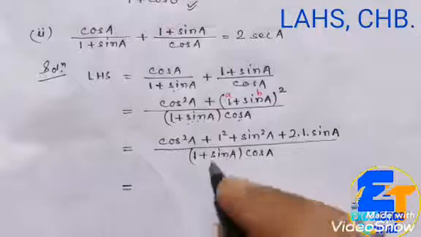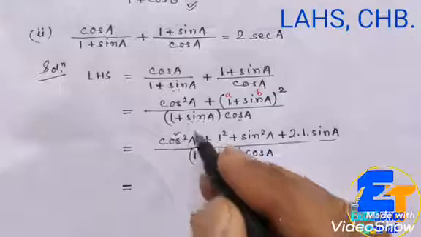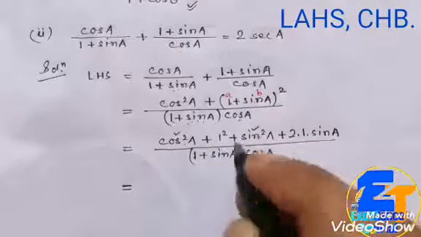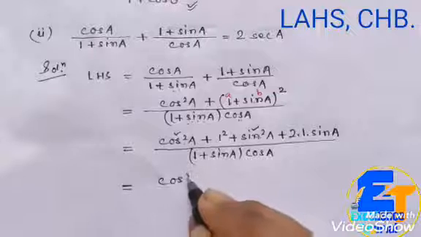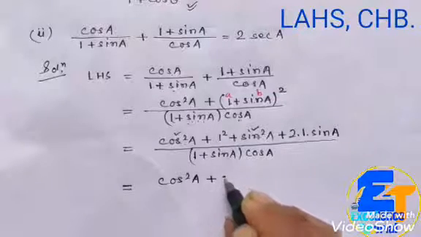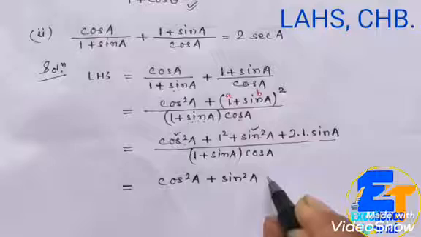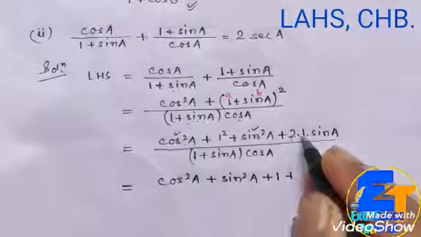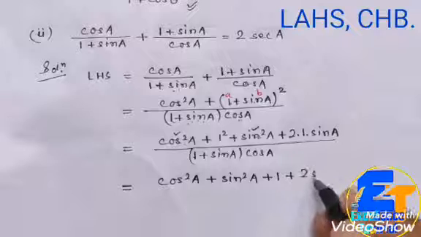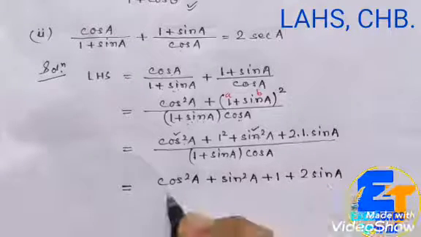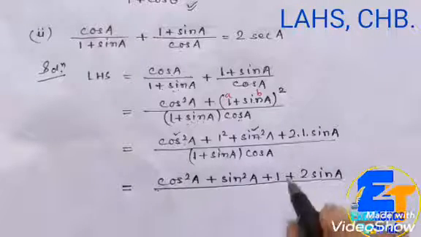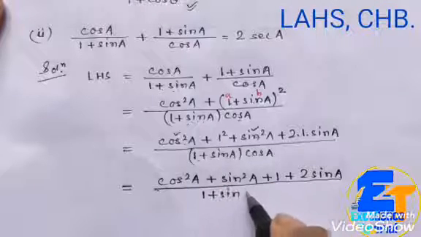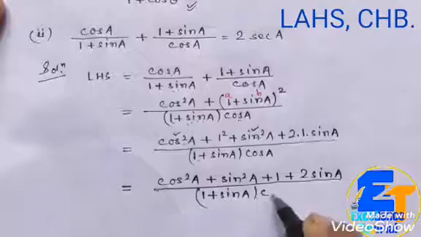Now see, next step we are going to write this cos square A and sin square A. These two trigonometric ratios we are going to write together in this way: cos square A plus sin square A, and 1 square will be 1, and 2 1s are 2, sin A, that is 2 sin A, by this, it will remain the same, 1 plus sin A cos A.